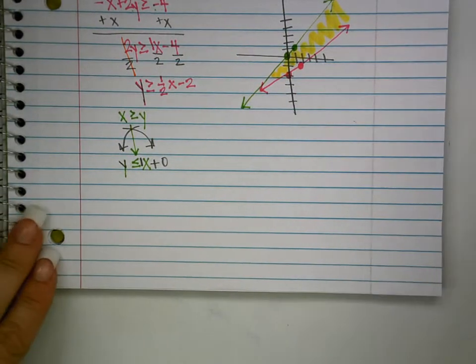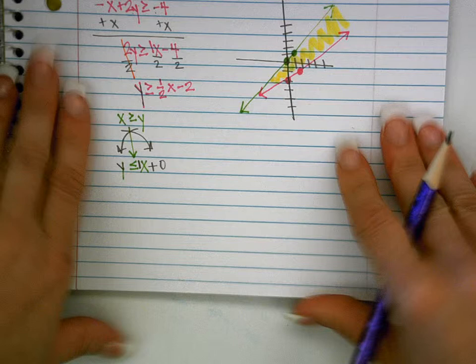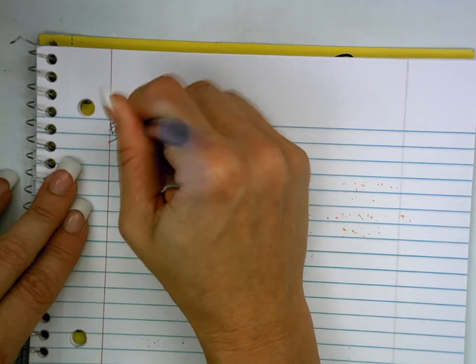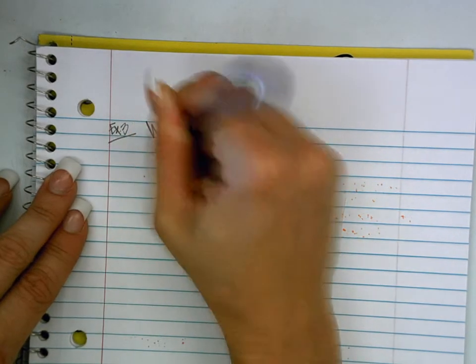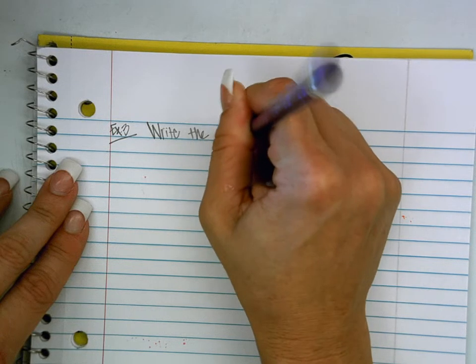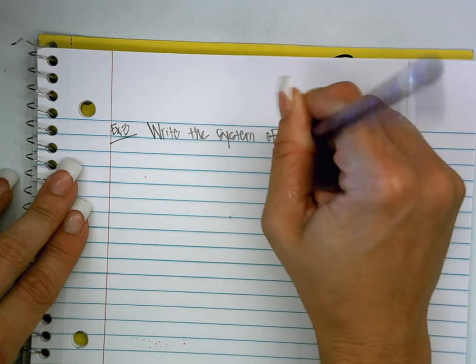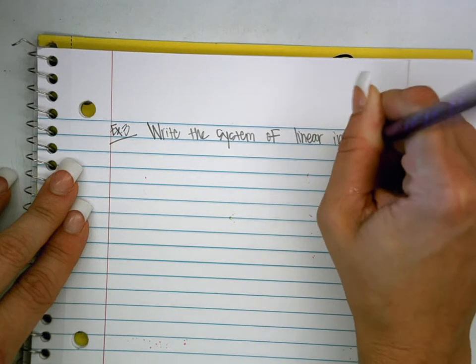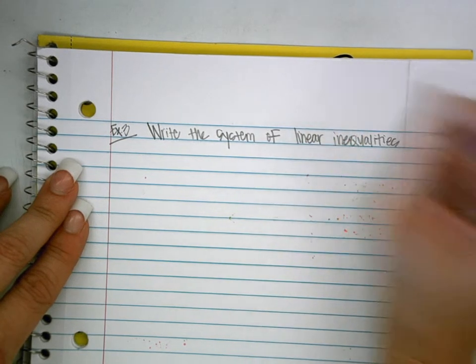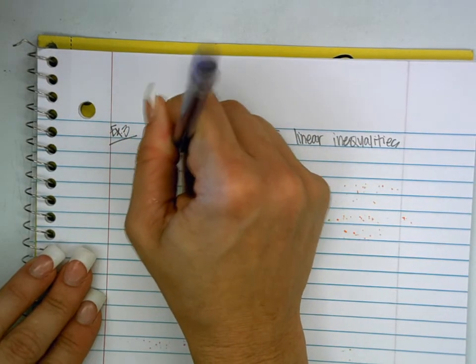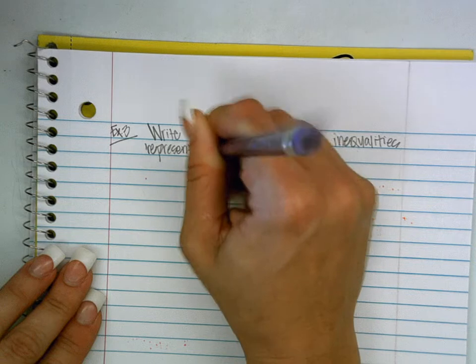Okay, next thing I'm going to ask you to do, I'll switch pages. Next thing we're going to work on is, for example number 3, we're actually going to go backwards, and I want you to write the system of linear inequalities. Write the system of linear inequalities represented by the graph.